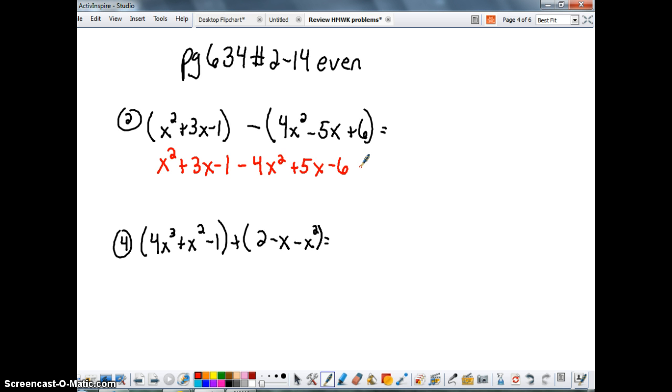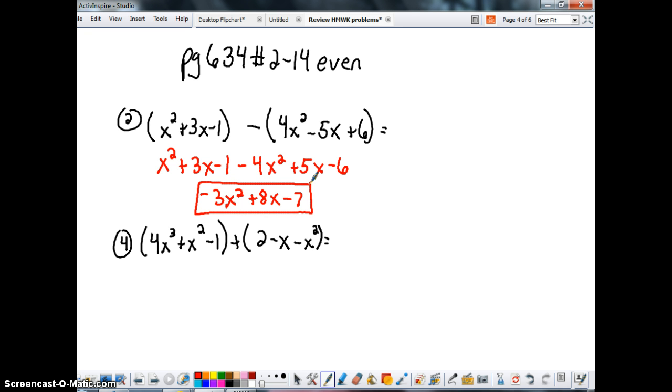I need to find out which ones I can combine together. Now remember, like terms means it has to be the same letter and the same exponent. So here it's x squared and then negative 4x squared. I combine those two together. 1 minus the 4 gives me a negative 3x squared. Then I go to the x's. 3x plus 5x gives me plus 8x. And then negative 1 minus 6 gives me a negative 7.